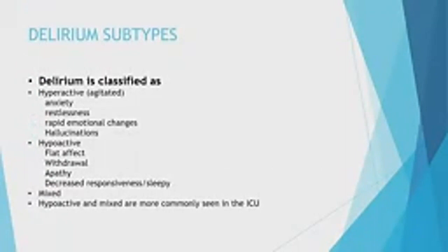Delirium is classified as either hyperactive, hypoactive, or mixed. In a hyperactive patient, it's self-explanatory. They are anxious, restless. Those are the ones pulling out everything in the ICU. Rapid emotional changes, hallucinations, etc. In hypoactive states, they have a flat affect, they're withdrawn, apathy, they're sleepier than usual, they're not participating in any of the activities, and you can have a mixture of both. And believe it or not, in the ICU, you mostly see hypoactive and mixed states. And because of that, delirium often goes undiagnosed and untreated, but has long-term effects on these patients.